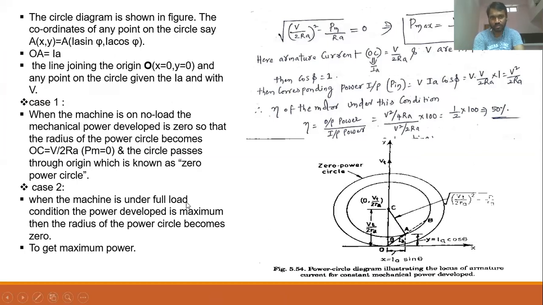Case 2, when the machine is under full load condition. In the full load condition, the maximum mechanical power is generated, and this term is at maximum value, so the total value will be 0 here. When this term becomes 0, the radius of the circle will be 0. For the full load condition, the radius will be 0, and for no load condition, the radius will be v by 2 RA. To get the maximum power condition, if I equate, I will get P max equal to v square by 4 RA. We can extend this concept to the efficiency of the condition here. By simplifying that, we get the efficiency equal to 50%.